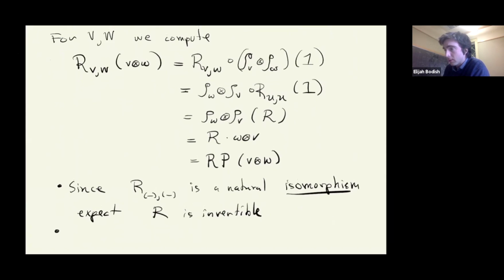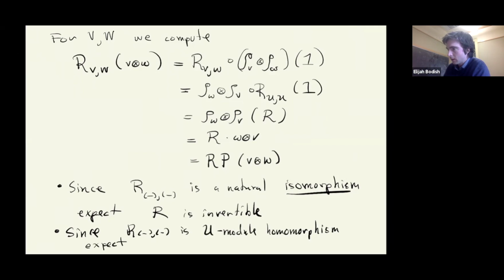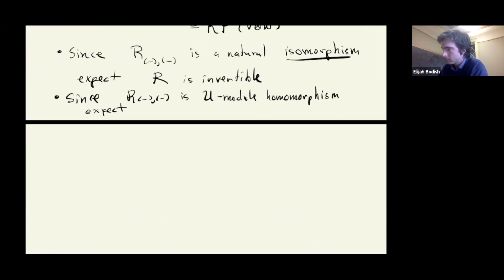Okay, and then also since R sub VW is a U module homomorphism, we expect that, maybe I'll put this a little bit more displayed, R delta op of u is equal to delta of u R for all u in U.